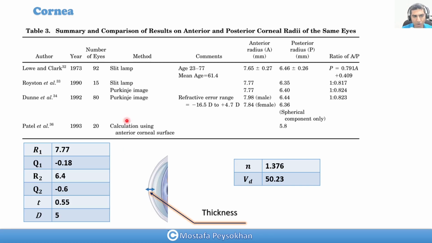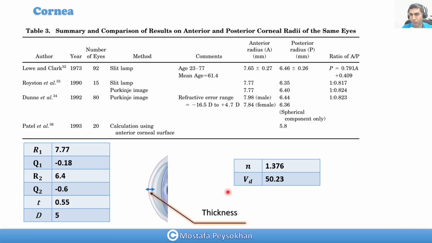1997. They use R1 7.75, the radius of curvature of the first surface, and Q1, which they explain as asphericity, is negative 0.18. R2 is 6.4 and Q2 is negative 0.6. The thickness of this part of our eye, the cornea, is only 0.5 millimeter or 550 microns. So it's a very thin layer, and the diameter of the whole, actually it's not that size, it's very much smaller, is 5 millimeter.